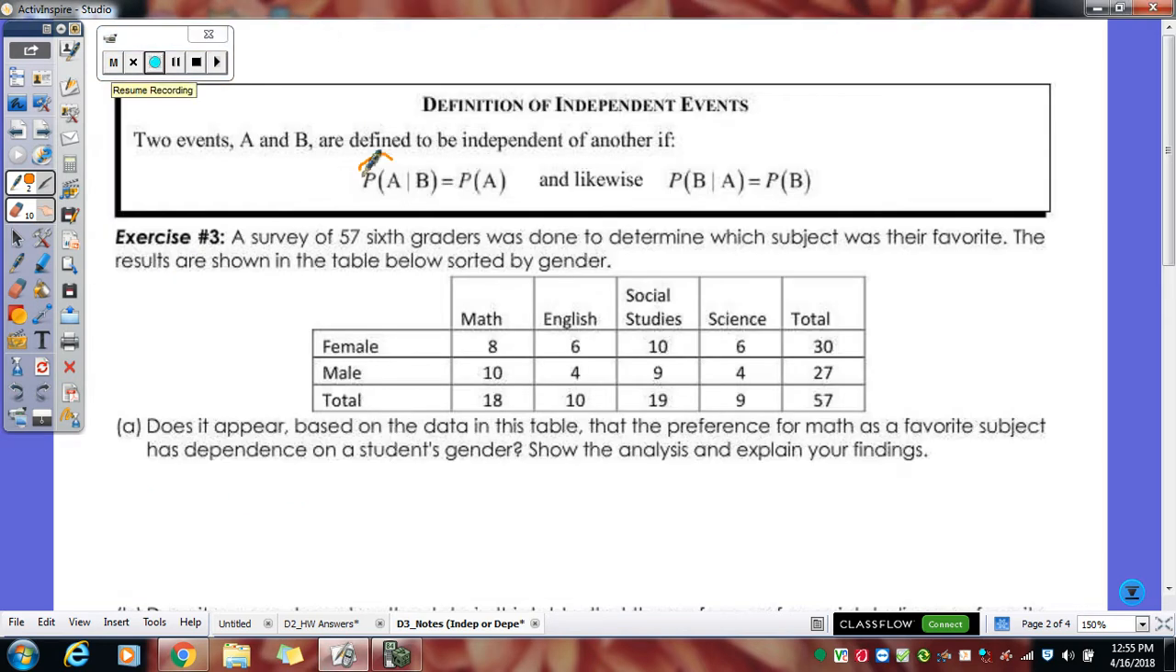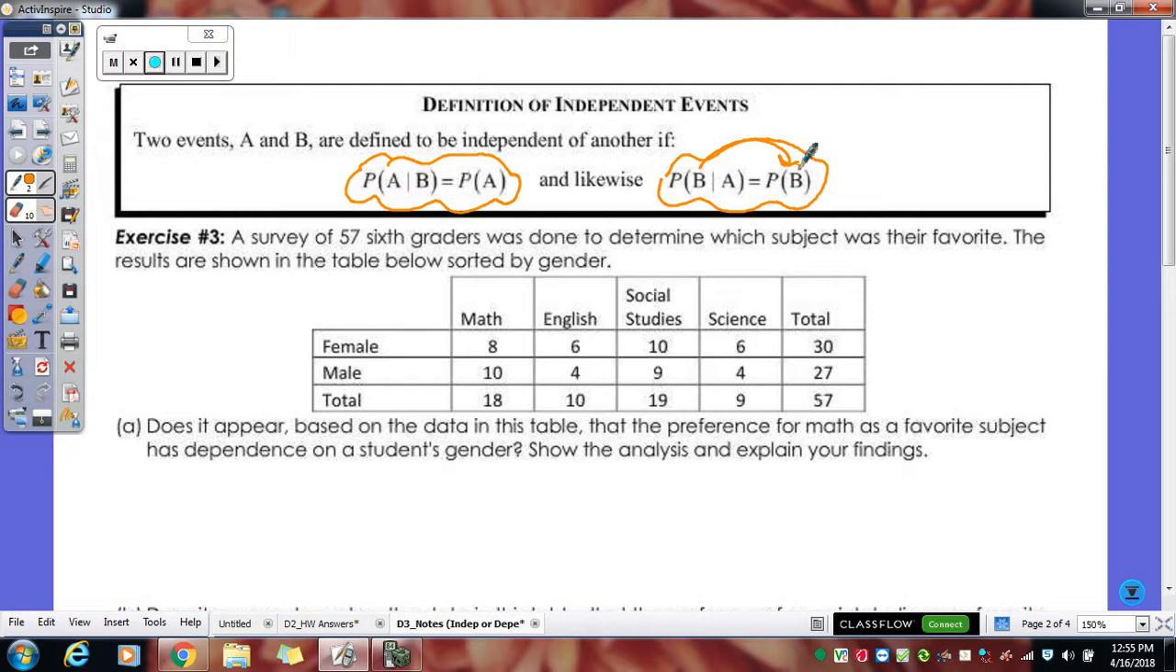So here's that rule that we just wrote on the front. It doesn't matter which way it goes: probability of A given B has to be the same as probability of A, or probability of B given A has to be the probability of B. It's always whatever that first letter is, the one that's by itself, to get you your independence or your dependence.